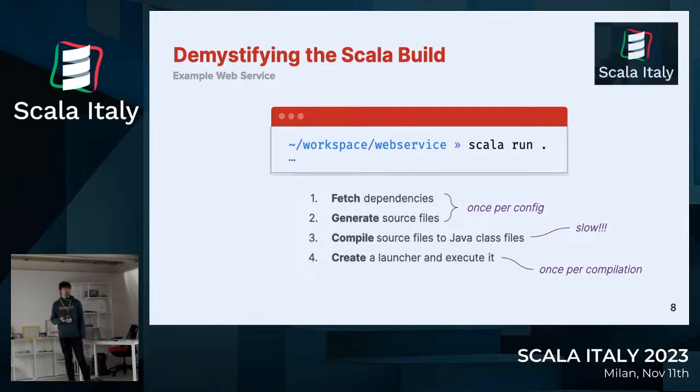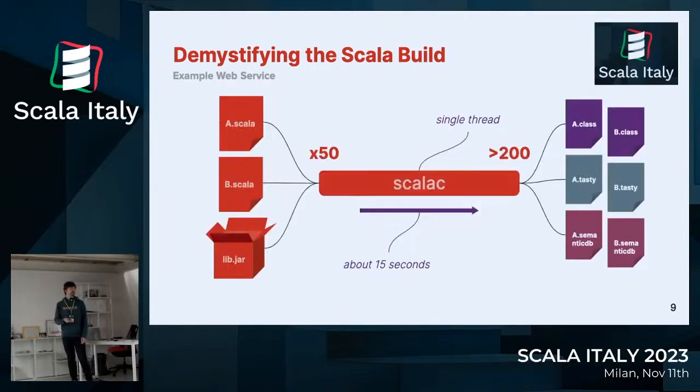Then you're going to compile your source files to Java class files, and this is the slowest part of the build. This is the part that we want to try and cut out as much as possible every time you rebuild the project. And then we finally create the launcher and run it, which happens whenever we have a finished target code. So if you don't compile anything, you just reuse the previous compilation so you don't have to bundle again.